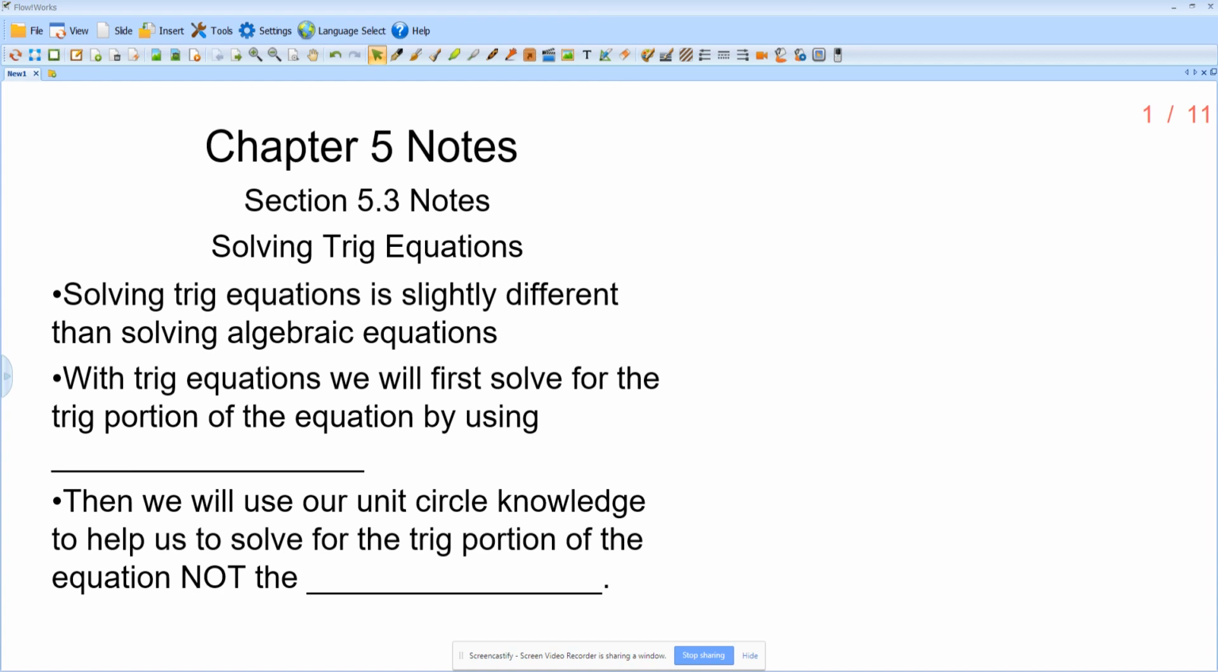Welcome to section 5.3. What we're talking about here is solving trig equations. Solving trig equations is slightly different than solving an algebraic equation. We are still going to use algebra, but we have to deal with how to solve when we've got sine, cosine, cosecant, and things like that. With trig equations, we will first solve for the trig portion of the equation by using inverse operations.